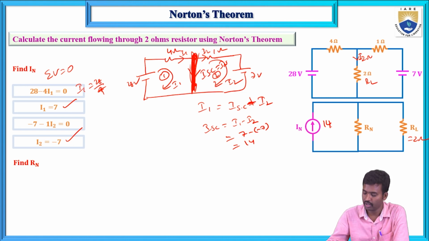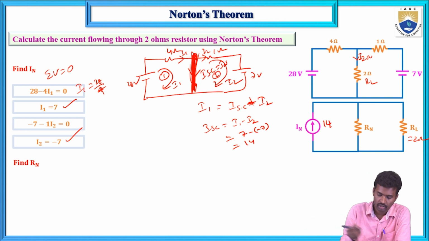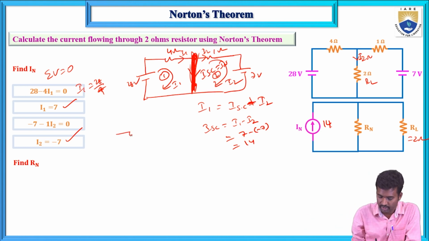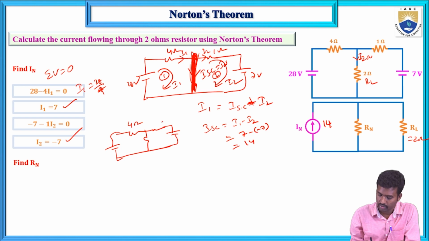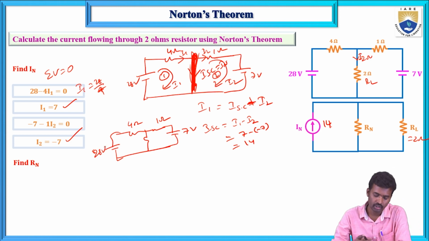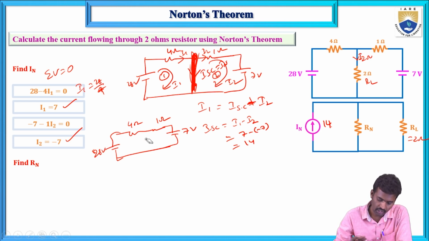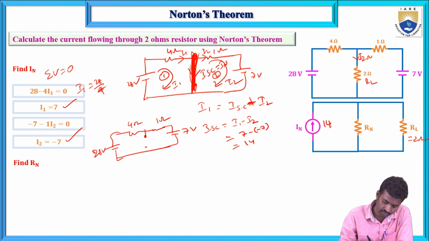Next, the RN value is calculated the same way. Now remove the load resistance from the given circuit. First I will draw the circuit: 4 ohms, 1 ohm, 7 volts and 28 volts. Now remove this load resistance and calculate the R equivalent.